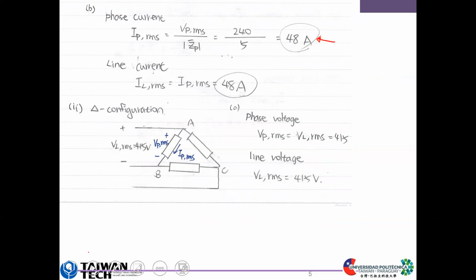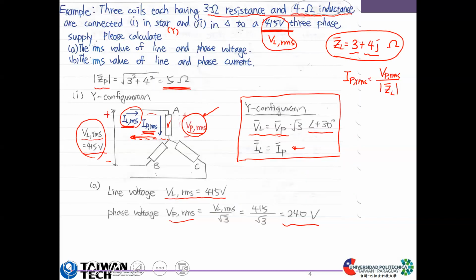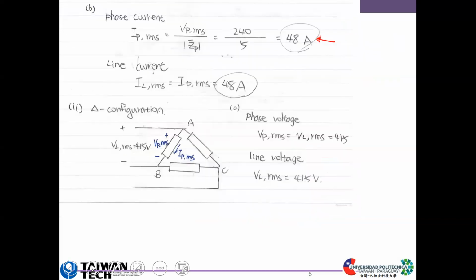And then since for Y configuration, IL RMS equals IP RMS, right? Since we already calculated the phase current IP, we know that in this case in Y configuration, the phase current will be equal to the line current, which is 48 amps.